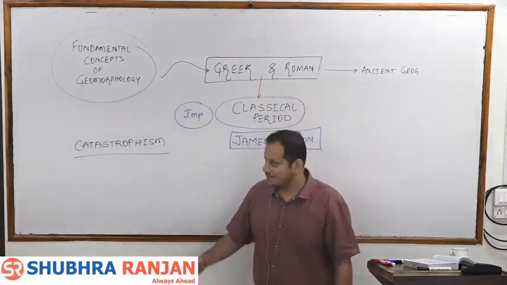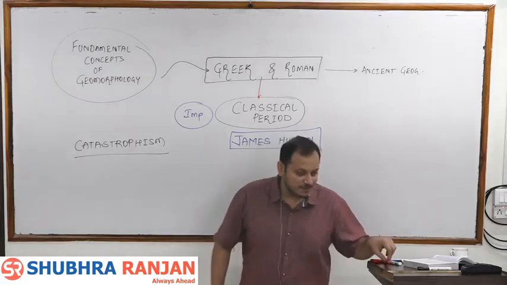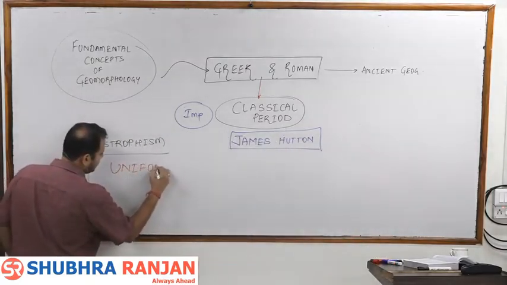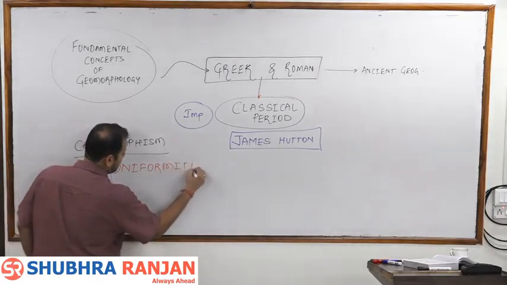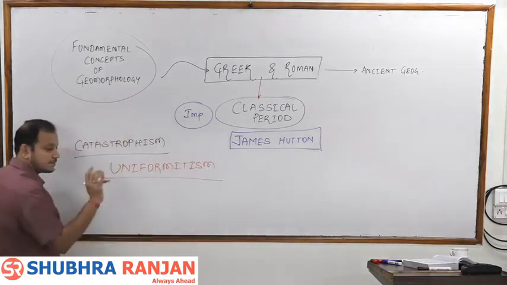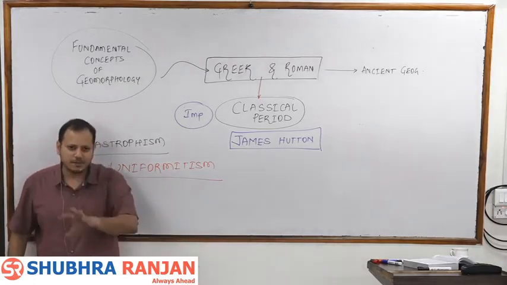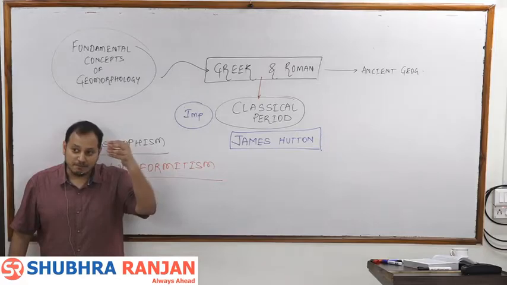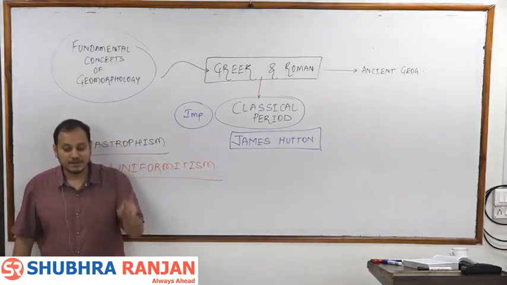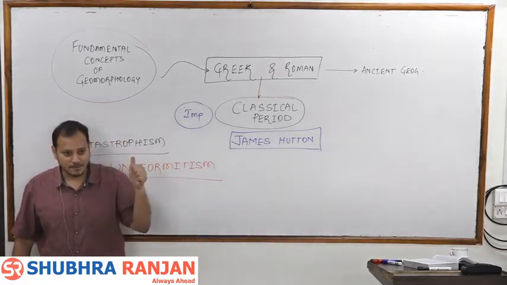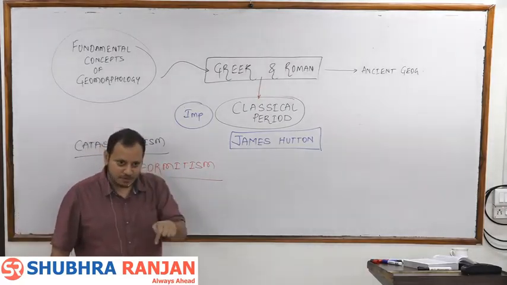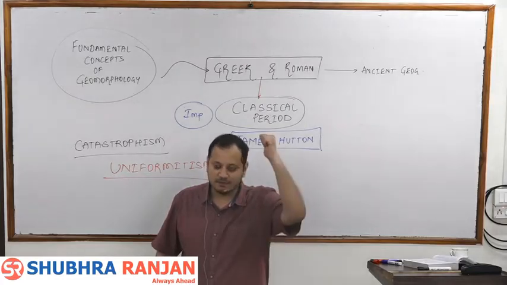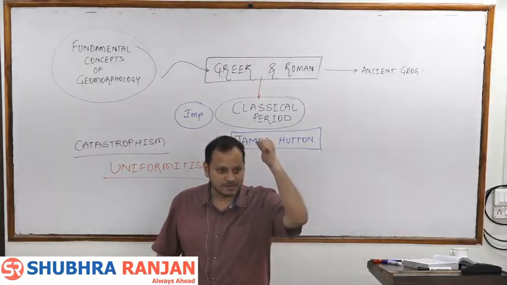Who challenged the idea? James Hutton. He gave the principle of uniformitarianism, which says, don't write this, which says geological processes are very slow and therefore they will take millions of years to show the effect, and therefore present is key to the past. The geomorphic processes which are operating today, the changes which are seen on the surface today, are an example of what the climatic evidences were in the past.